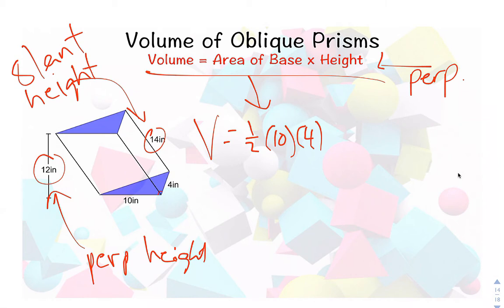Sometimes you're given it, and most of the time you're given it in our problems. Sometimes you might have to calculate it, but that's what I want to plug in. So I take 1/2 of 10, which is 5, 5 times 4, which is 20, 20 times 12, which gives us 240. We are in inches, and we are cubed. That's essentially what we're looking at for our prisms. It doesn't matter if they're right or oblique, you calculate the same way.